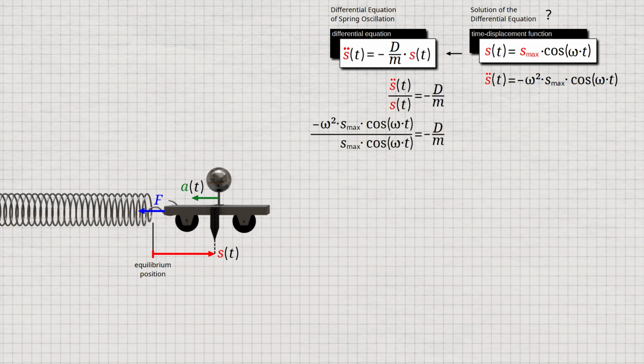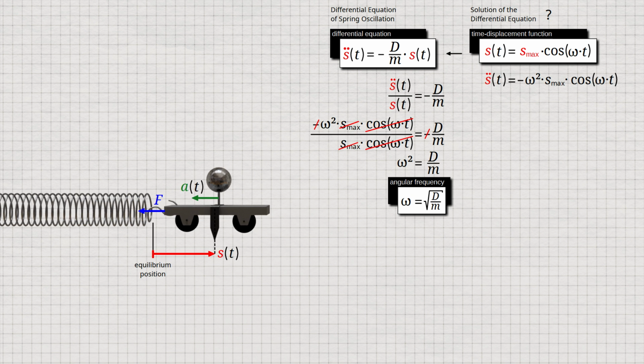As explained earlier, after substitution, the cosine term cancels. The maximum displacement, S max, also cancels, and the negative sign disappears. If, by the way, the negative sign in Hooke's law had been neglected, a contradiction would have occurred here, because the square of a value cannot yield a negative number. The proposed motion function would then lead to a contradiction and would not be a solution to the differential equation. In this case, we finally obtain the relationship that the angular velocity omega equals the square root of d divided by m. From a physical perspective, this relationship is consistent.